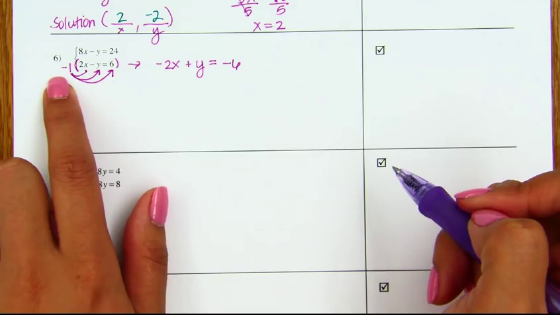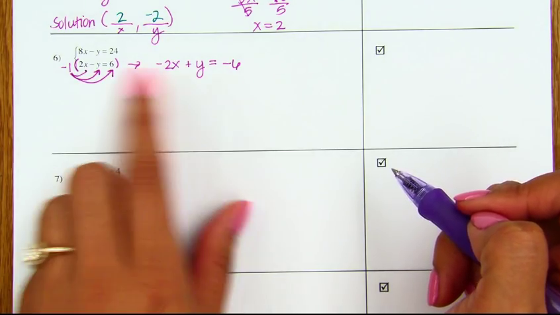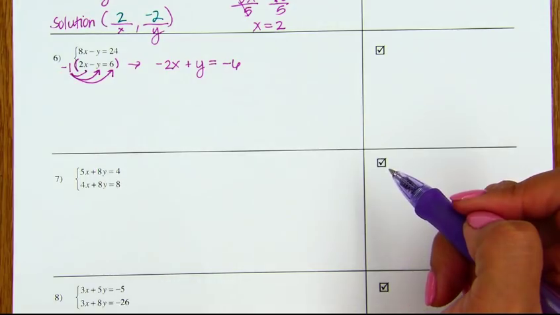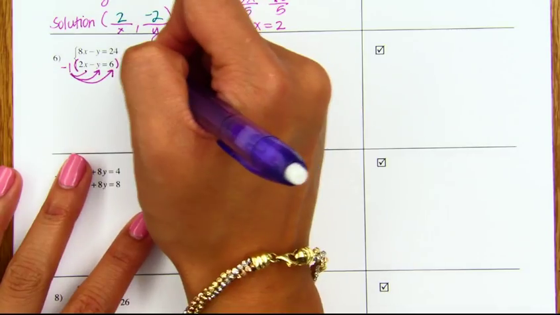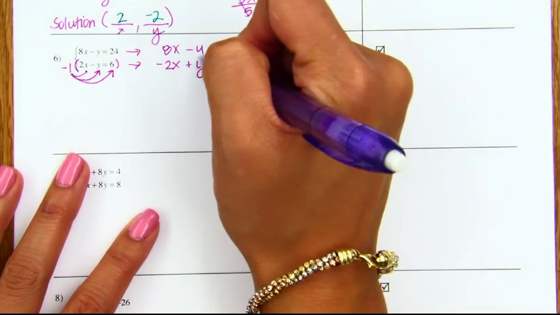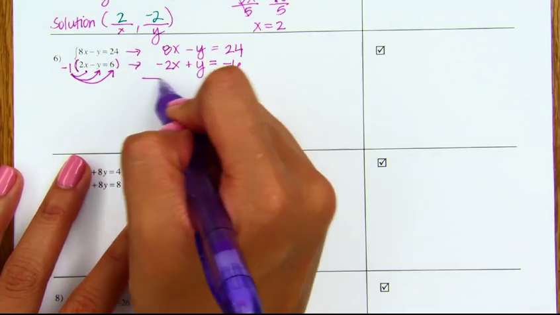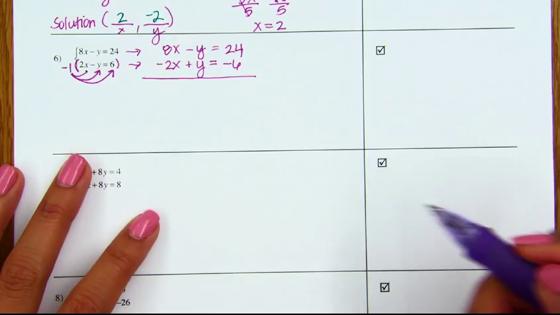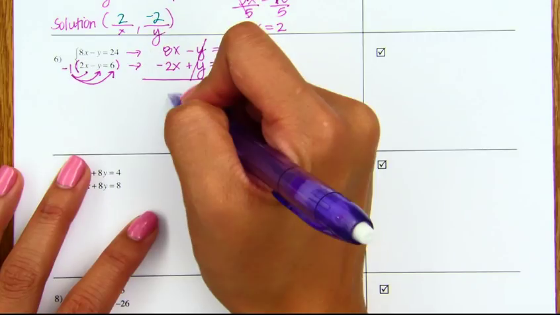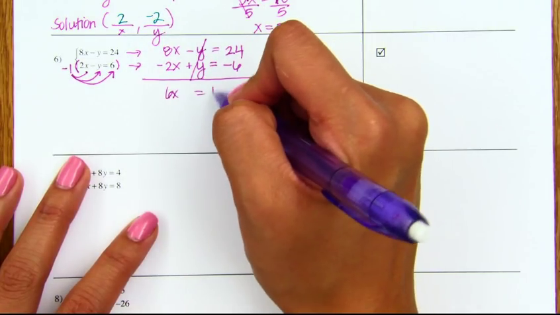So I've transformed this entire equation to now look like this. So notice you're going to change it by multiplying every term by negative 1. Now, I'm going to keep the original equation the same. I'm going to put 8x minus y equals 24. By doing that, you're going to see that I've successfully eliminated the y's. That leaves me now with 6x equals 24 minus 6, which is 18.